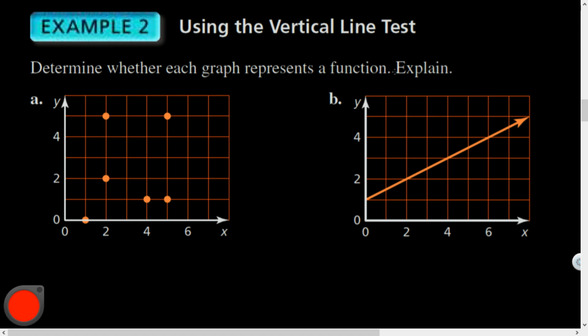Let's see. Determine whether each graph represents a function. Explain. All right. Does this fail the vertical line test anywhere? Which points, if any?